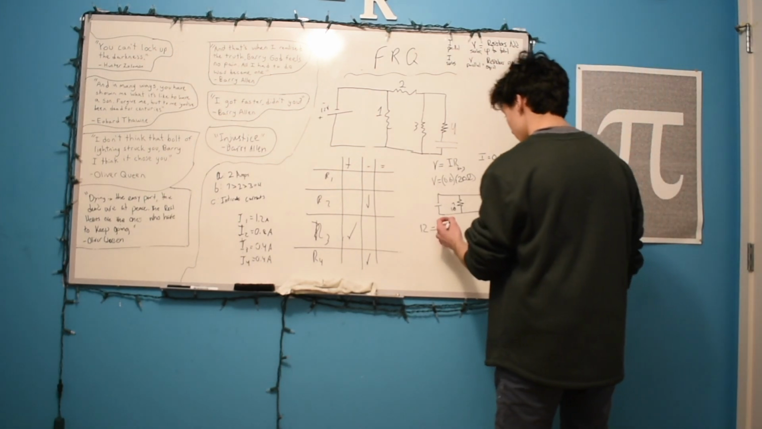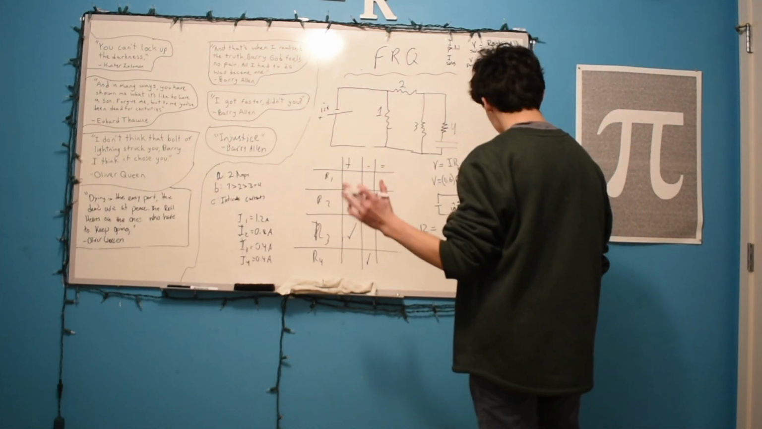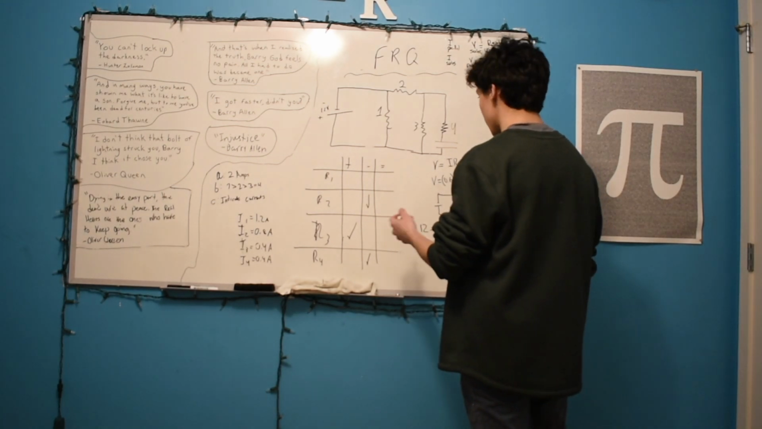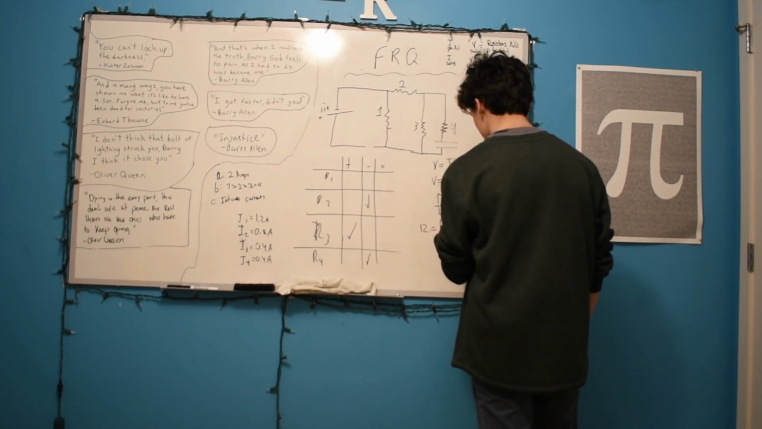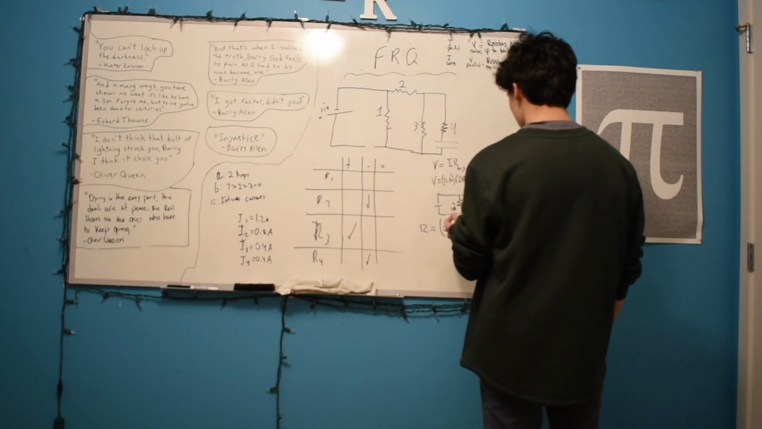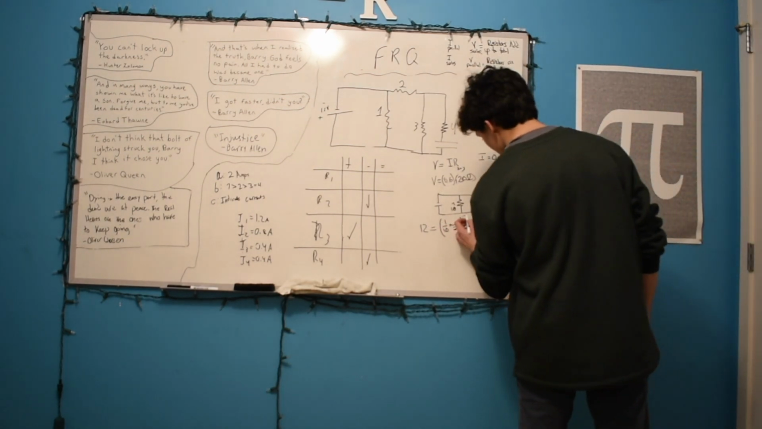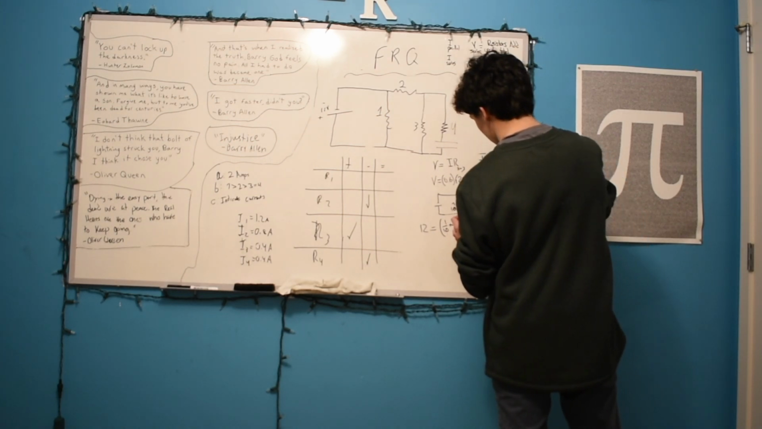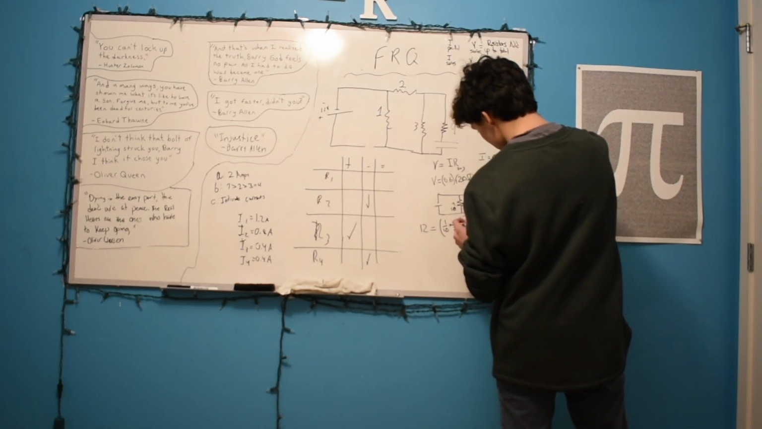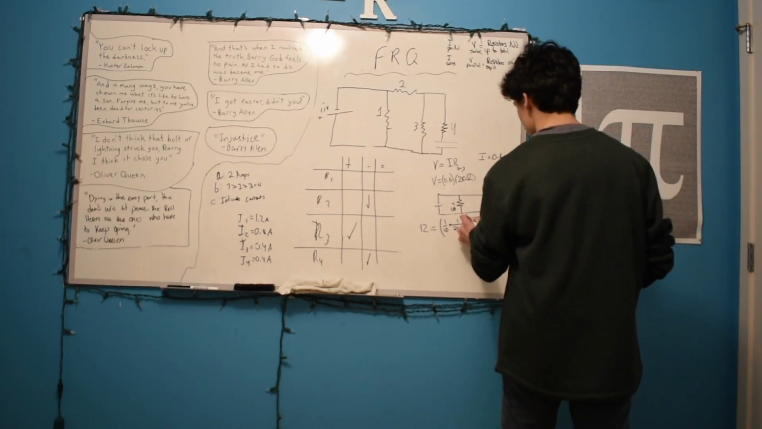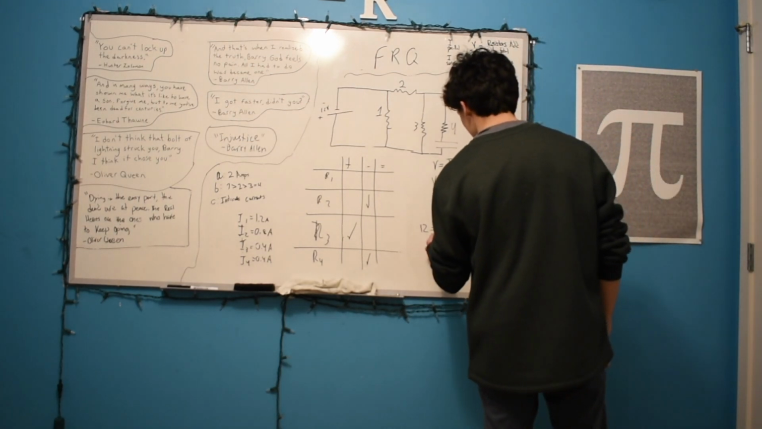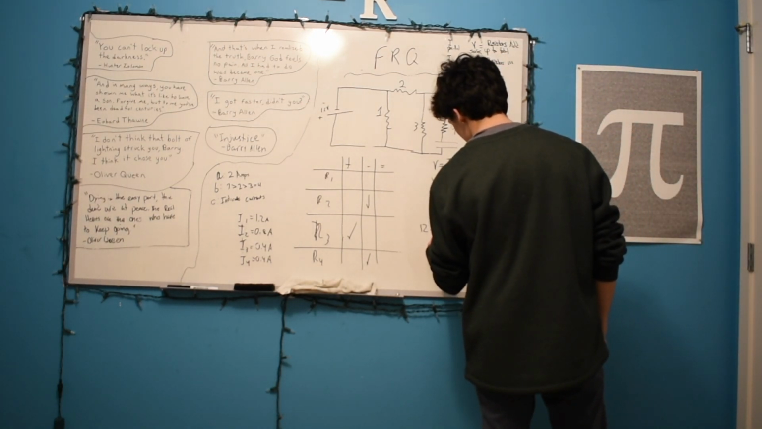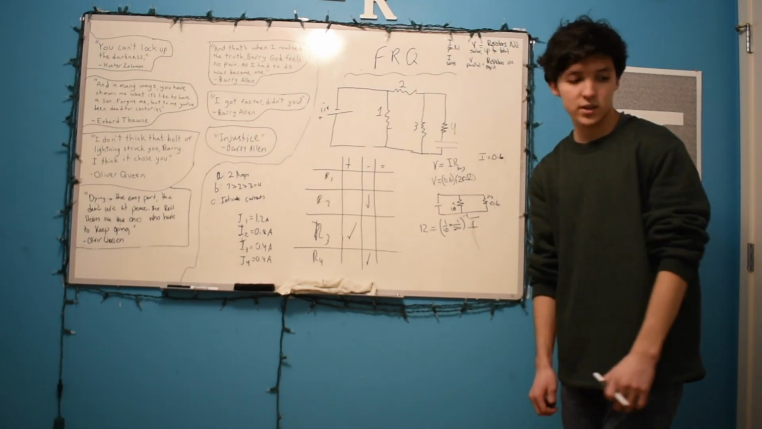So it's 1 over 10 plus 1 over 20, to the negative 1. That is 3 over 20, which is 20 over 3, which is what?